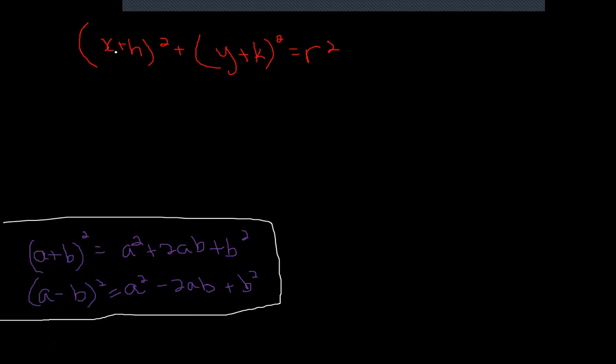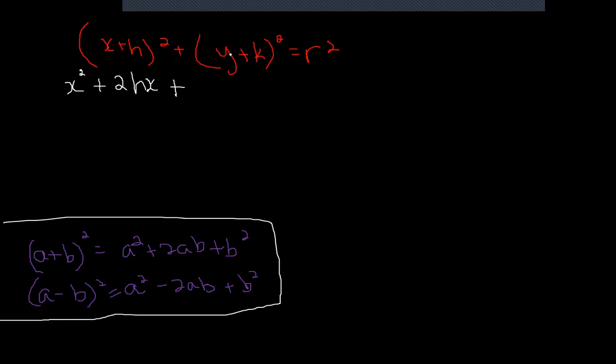If I wanted to expand these brackets, (x plus h) squared, the rule says (a plus b) squared is equal to a squared plus 2ab plus b squared. So in this case a would be x, and the first thing I write is x squared. My b is h. According to this rule, the next thing is 2ab, where a is x and b is h, so I write 2hx.